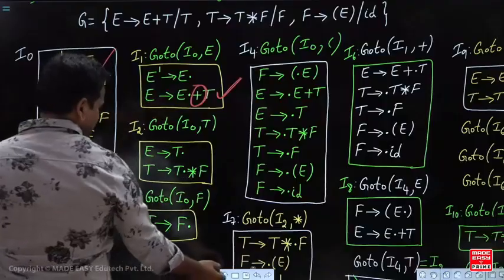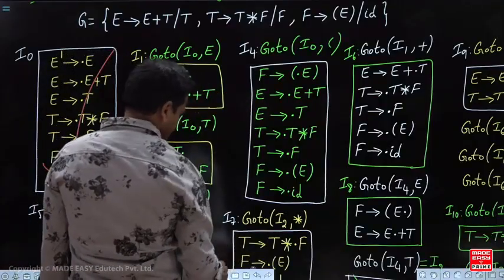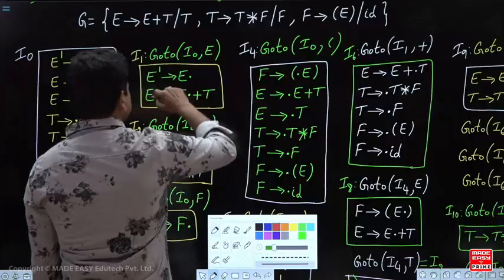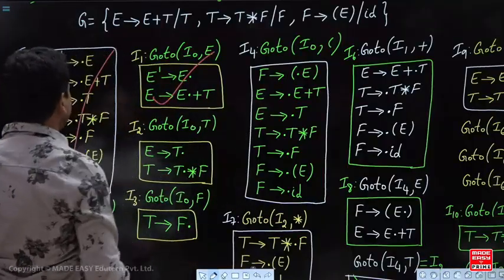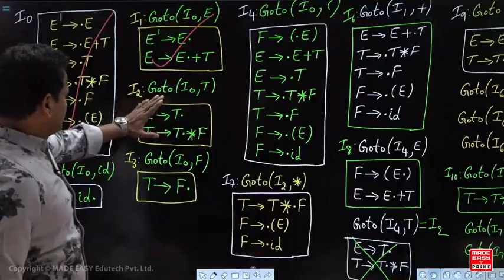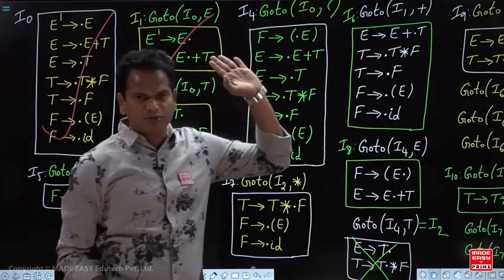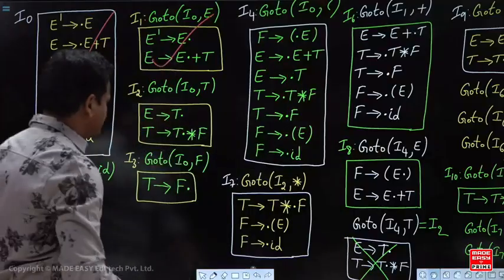So I1 is done. We have completed I1 for both. I0 and I1 are done. Now I will do I2 and I3. Then from I4 onwards I don't do, you just do. Okay. Now look at this.